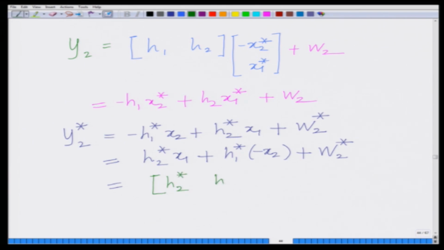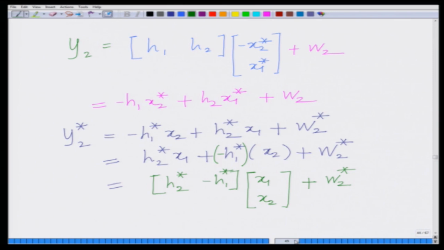In fact, I can write this as minus H1 conjugate x2. So, minus H1 conjugate into x1 x2 plus W2 conjugate, correct. And therefore, now I have simplified this as y2 conjugate equals H2 conjugate minus H1 conjugate, the row vector, times x1 x2 column vector plus W2 conjugate.